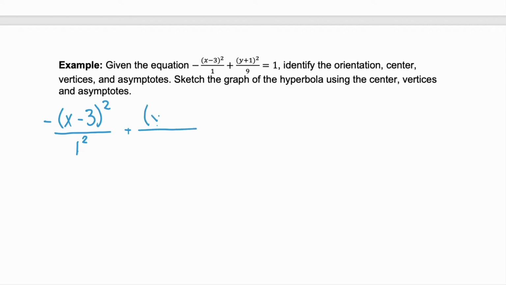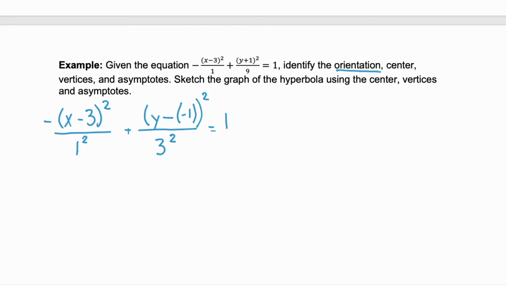Our second numerator should be y minus a constant term, so it needs to be minus a negative 1, and then squared. The denominator is 9. We need it to be something squared, and we know that 3 squared is 9. And then we want it equal to 1. Okay, this is the format we want.